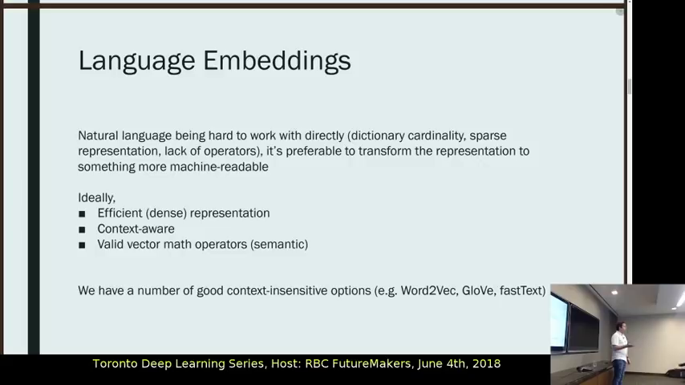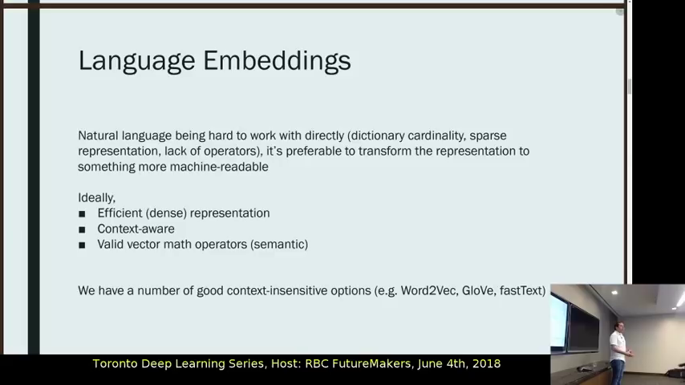Ideally, a good embedding will have an efficient, dense representation. It'll be context-aware, so it's not just a function of the word, but it's a function of the word in the context that it appears. Context is very, very important in language. And then, ideally, we'll have valid vector math operators that are semantic in nature rather than syntactic. These turn out to be really useful for a lot of real world applications for comparing similarity.